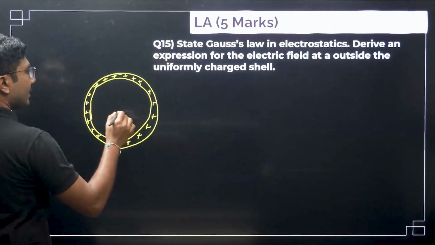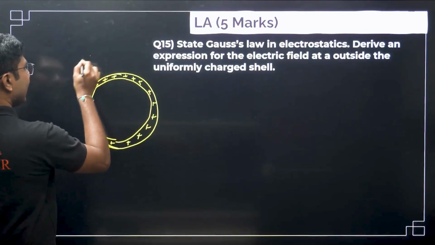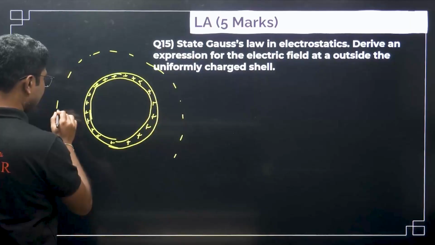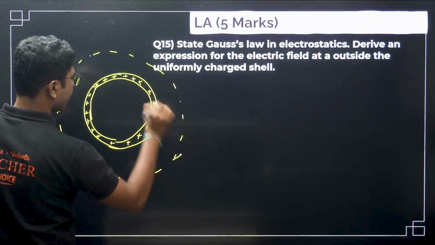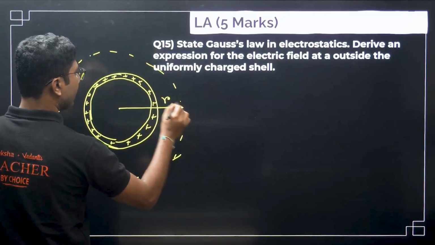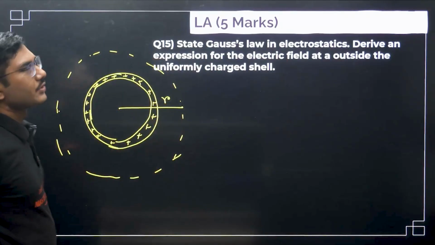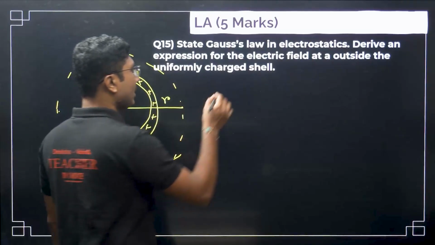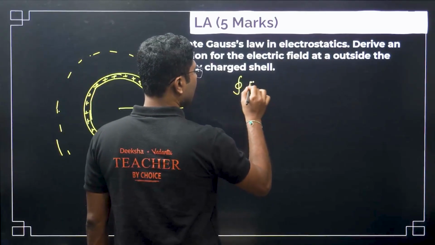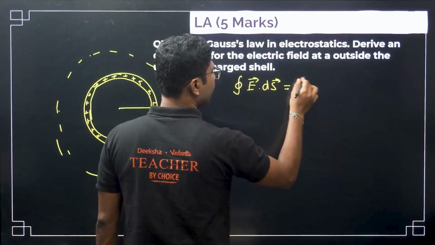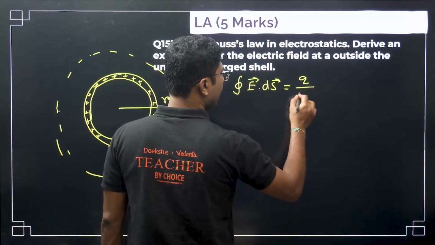Now we are trying to find the electric field at a distance, say r, from the center of the shell. So this is a distance r. We have to construct a spherical Gaussian surface of radius r. Now again the same formula, E dot ds equals q enclosed by epsilon naught.